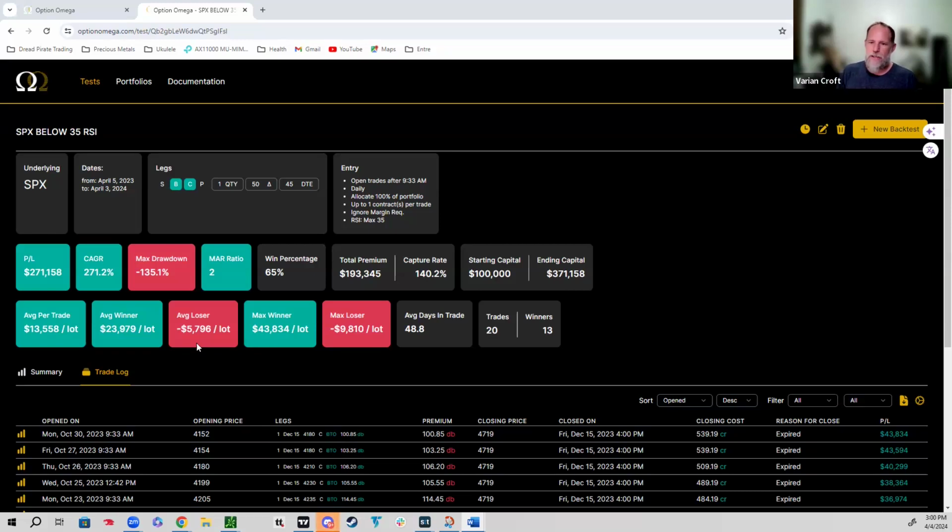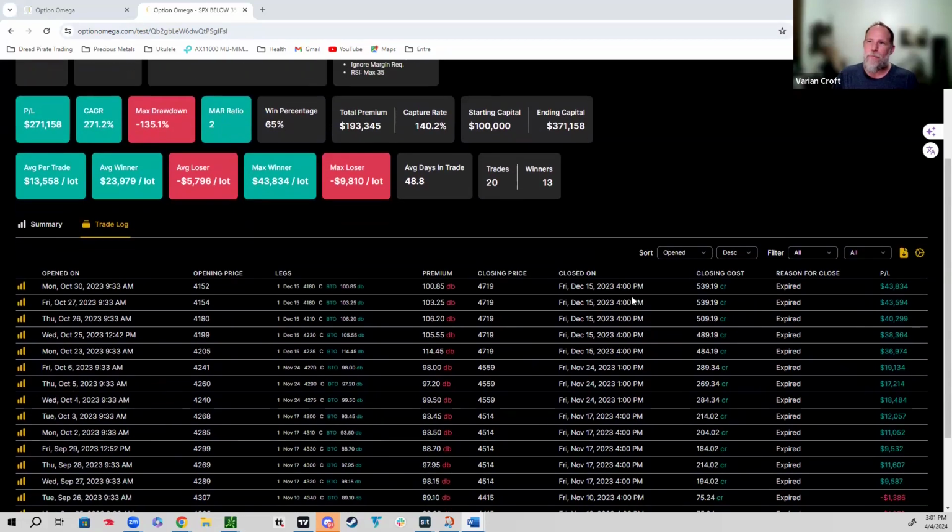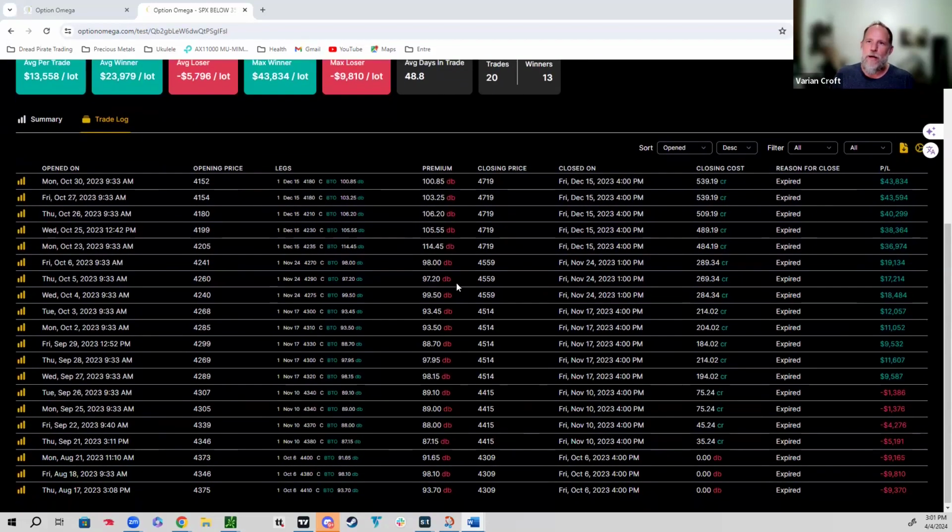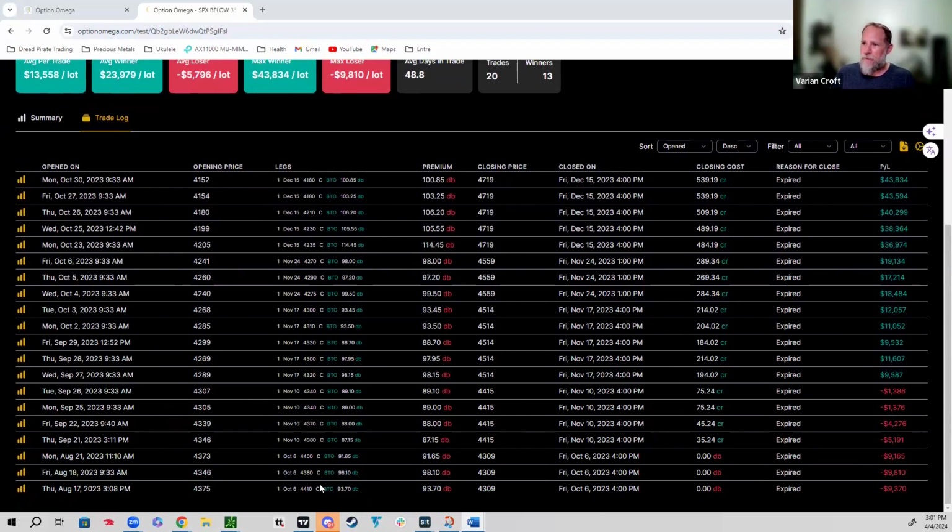Definitely, just because RSI is below 35, don't be buying calls on the SPX. But this just gives you an idea of what is possible out there. And just to show you, we can look at the trade log on this. I did it over just the past year. On August 17th of 2023 was the first signal, at 3:08 p.m. on that day, and it entered into the trade.